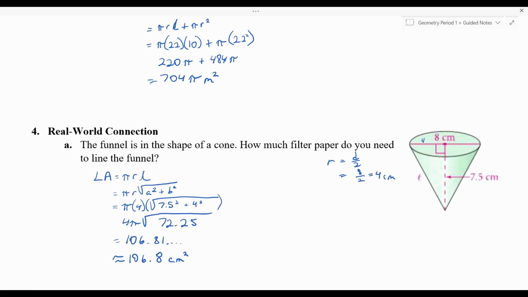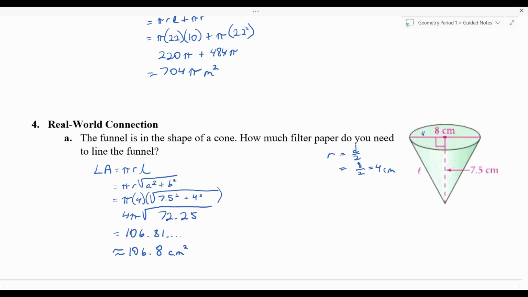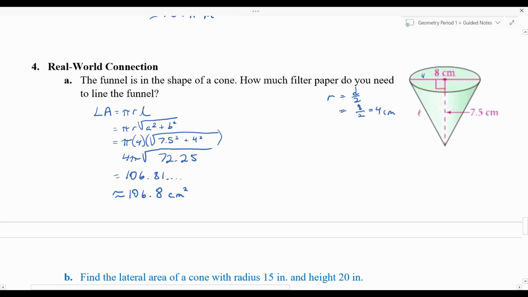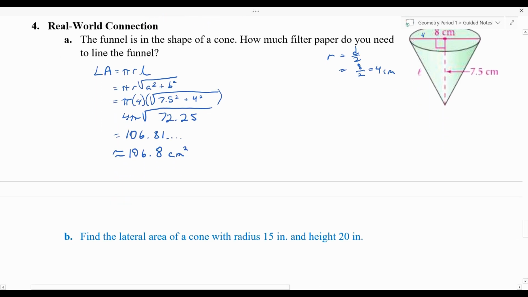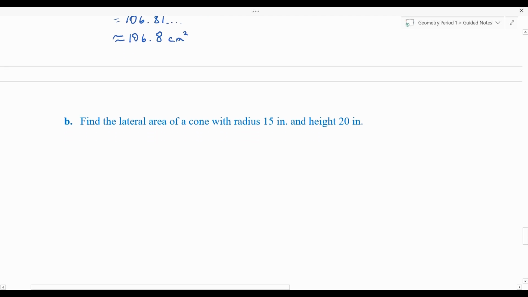All right, part B is yours. And it goes like this. Find the lateral area of a cone with radius 15 inches and height 20 inches. All right, good luck with this one.